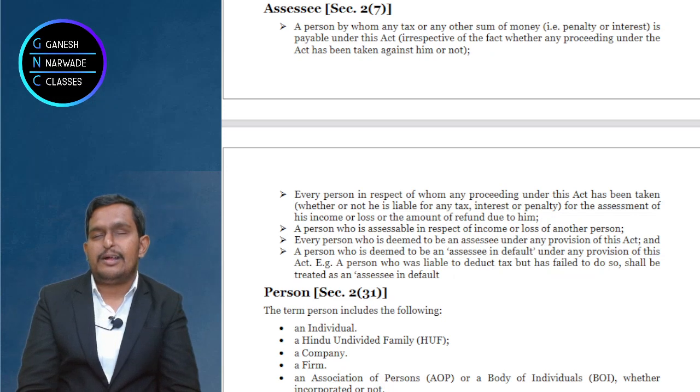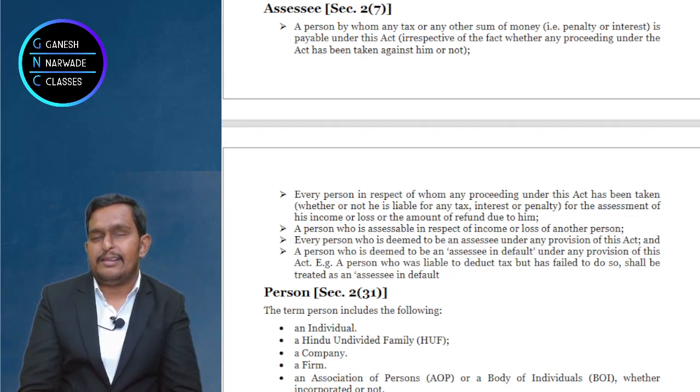So if any income tax proceedings are conducted, now you are earning income, you have to pay tax, and because you tried to avoid, proceedings are conducted. Or you are saying that you don't have any income, but you are caught in such type of situations, so then also proceedings are conducted, right? Then you are called as assessee.